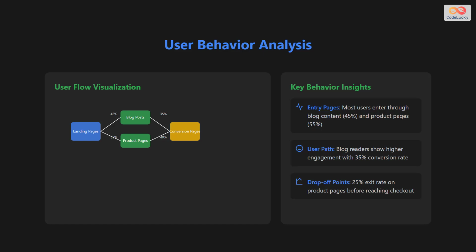45% of users enter through blog content, and 55% enter through product pages. Blog readers show higher engagement with a 35% conversion rate, and there is a 25% exit rate on product pages before reaching checkout. It is very important to understand the user flow in order to make better decisions.